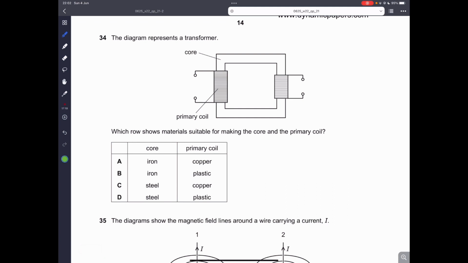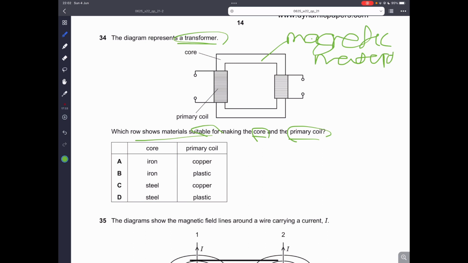Okay, 34. The diagram represents a transformer. Which row shows the material suitable for making the core and primary coil? For the core, we need a magnetic material, but we don't want it to be permanent. We want it to be temporary. And therefore we have to use a material called iron.